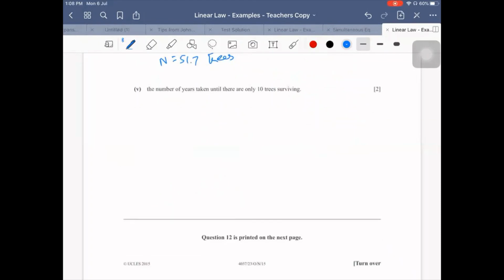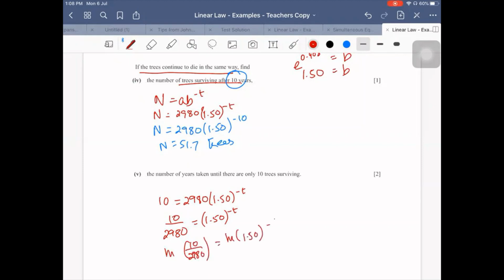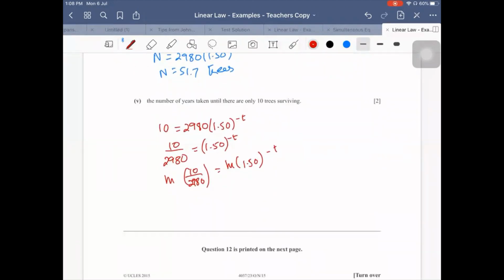Okay, the number of years taken until there are only 10 trees surviving. So n की value क्या हो गई है? n की value हो गई है 10. So 2980 × 1.50 power minus t. सही है. You use ln on both sides. भाई आपको कैलकुलेशन करना आती है, आपने लॉग एडसेंस सीखी हुई है. I'm just going to do it quickly. Divided by ln 1.50. सही है ये. Okay. ये बन रहा है minus t equals to minus 14.05 and I'm going to say t is equals to 14.1. Okay.